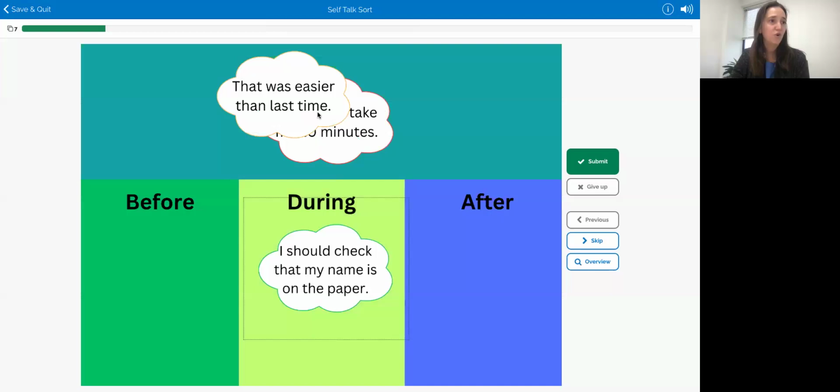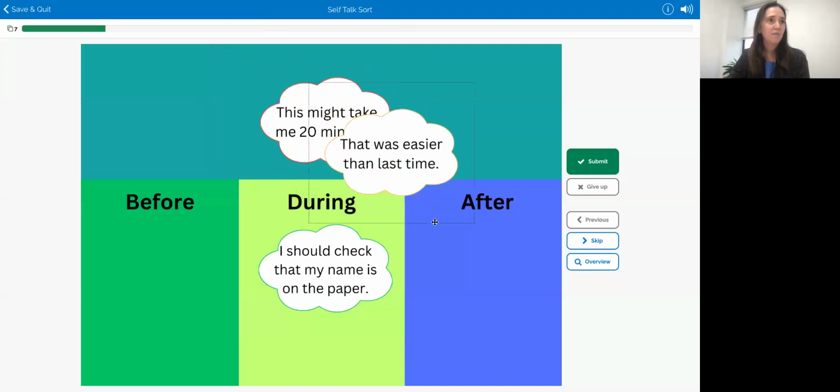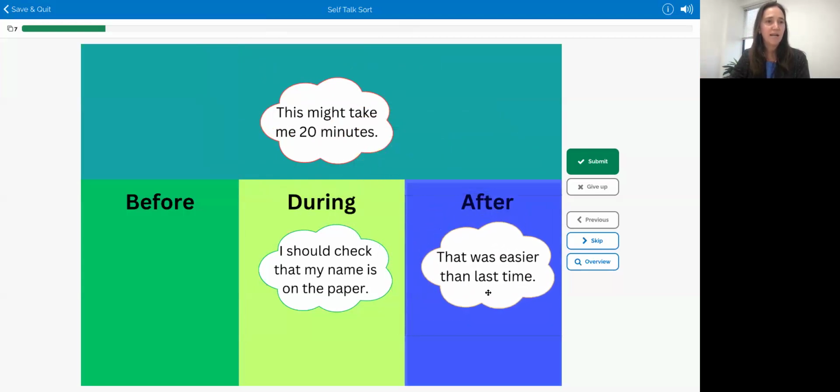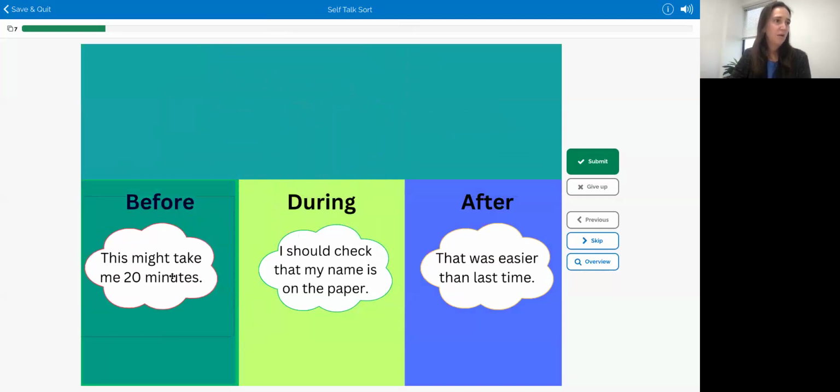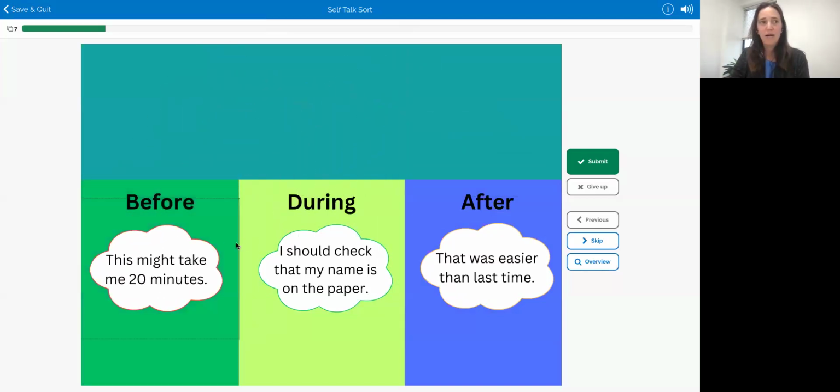This could happen during, like as I'm actually completing that worksheet. Thinking to yourself, that was easier than last time. This might take me 20 minutes. That's a thought that we'd have before.